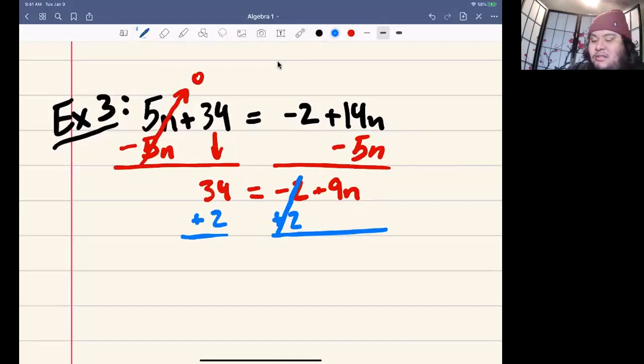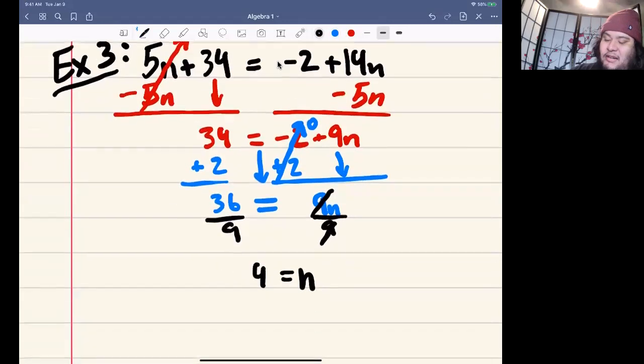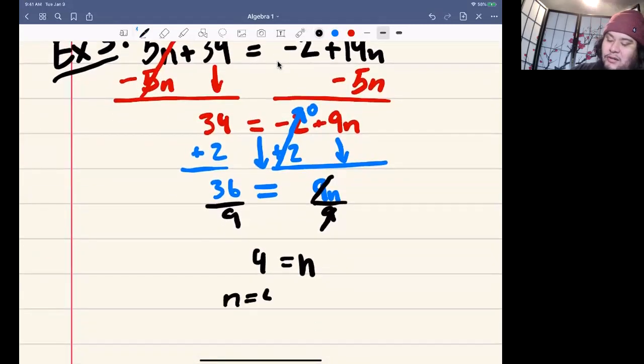Right? So this is going to go to 0. And we're going to bring down the 9n. Going to bring down our equal sign, right? 34 plus 2 is going to be 36. Now we want to get this 9n, this n by itself. 9n is 9 times n. So we're going to do the opposite of 9 times n. In this case, it's going to be divide by 9. Divide by 9. This is going to go away. And our answer should give us n. 36 divided by 9 is 4. So our answer should be n is equal to 4. You could write 4 is equal to n, but it's the same thing. But conventionally, we like writing it like this.